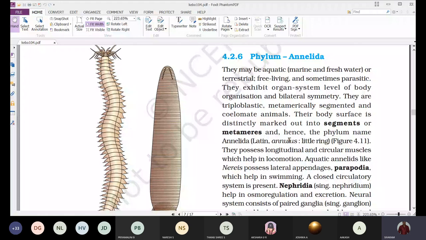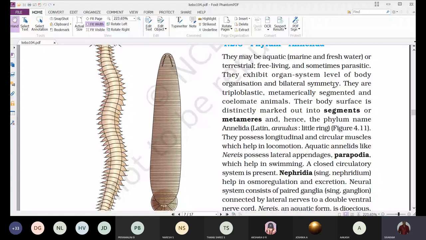That means the organism is cut into two equal halves in only one plane passing through the center, which we are calling it as a median sagittal plane. Okay, and they are triploblastic. That means these are the organisms with the three germinal layers, ectoderm, endoderm, and mesoderm. All the body parts are developed from these germinal layers only. And next, metamerically segmented.